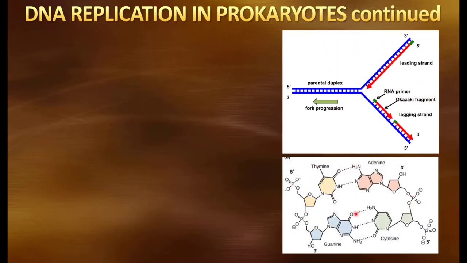After we've opened it up, we're going to look at what's going on at one of our forks. So we're focusing now on this particular fork. We're going this direction. We know that this is also happening on the other side of the bubble at the other fork. First, we need some RNA primers.